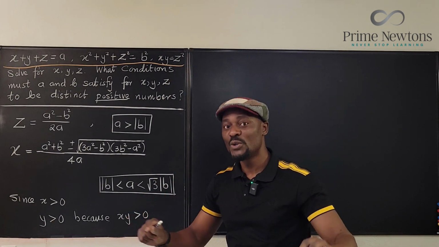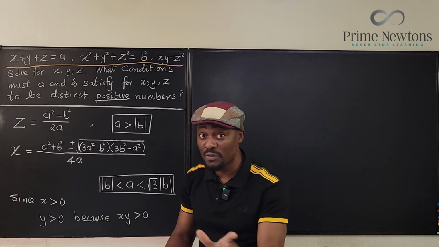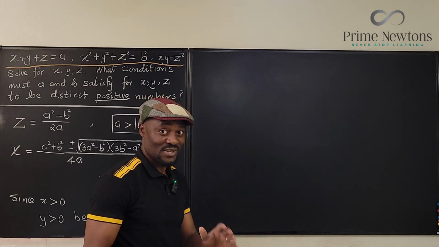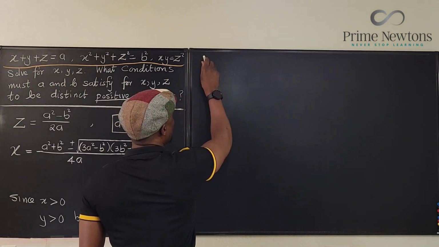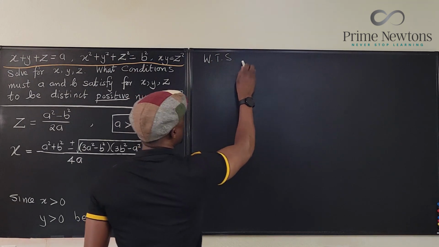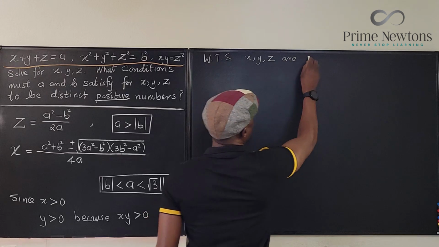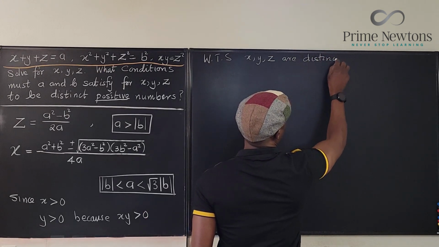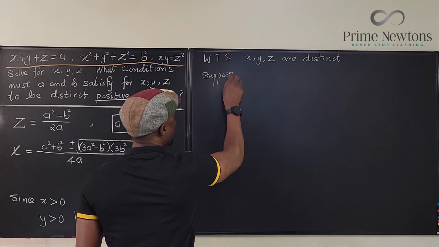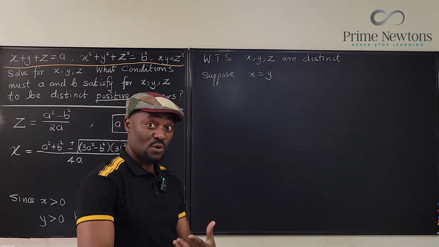One more thing to do, show that they are distinct. That is, no two of them is equal to the other. Now, this is going to be by contradiction. That's what I'm going to do. I want to show x, y, z are distinct. Okay, now suppose x is equal to y. Let's assume you just have x equal to y.